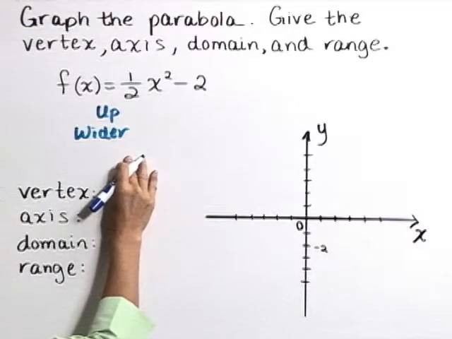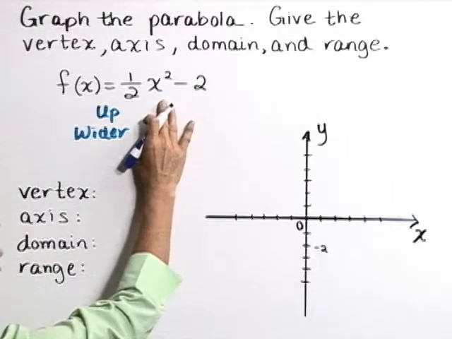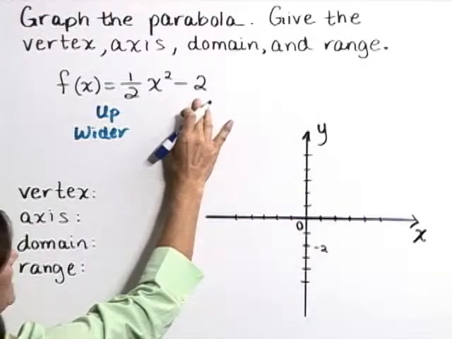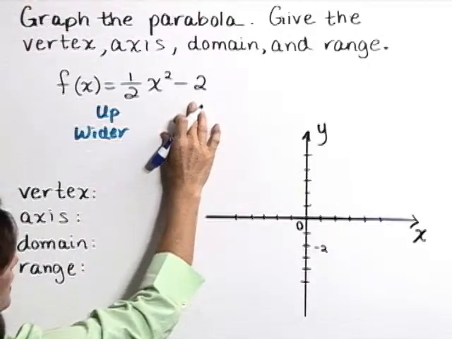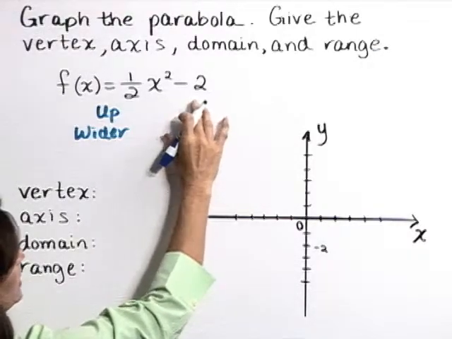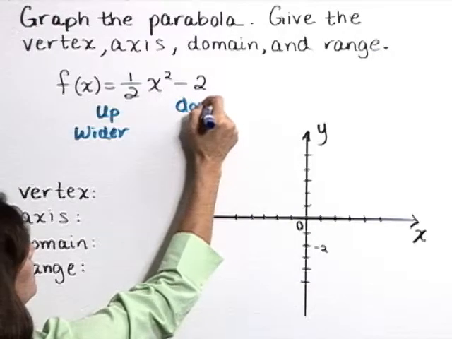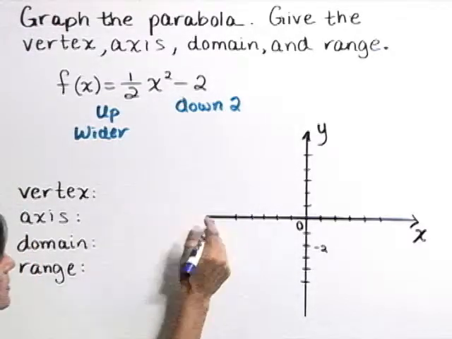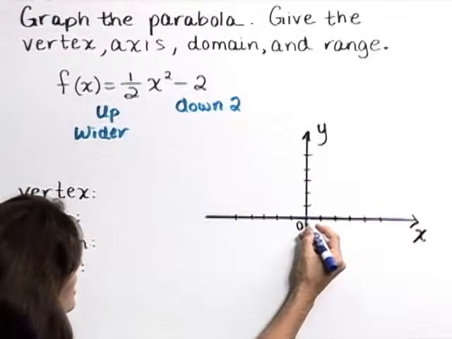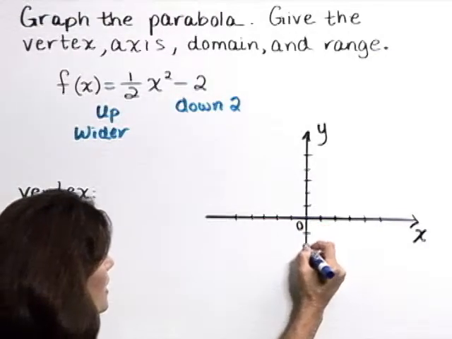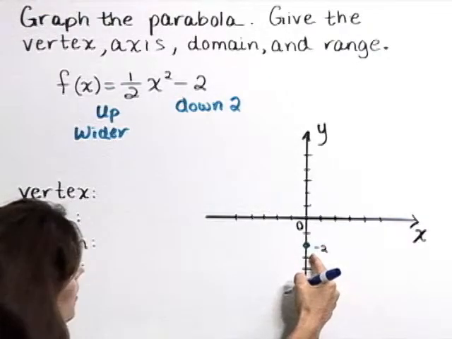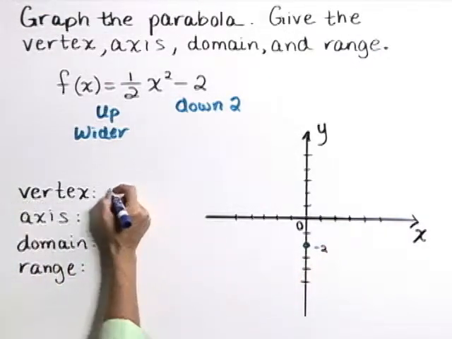equal x squared graph. There's no right or left horizontal shift, but this minus 2 indicates that our basic y equal x squared function is going to get shifted down 2 units. And by that I'm talking about the vertex. So instead of the vertex being at the origin, it's going to be right down here at this point on the y-axis, 0, -2. So let's make a note of that right now.